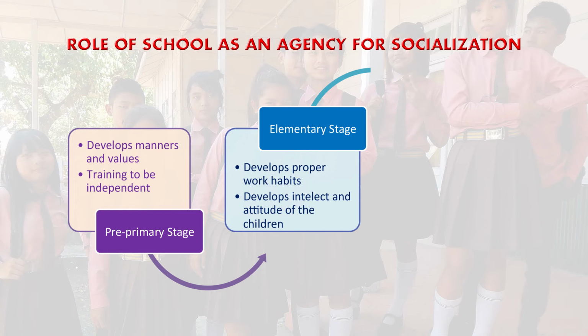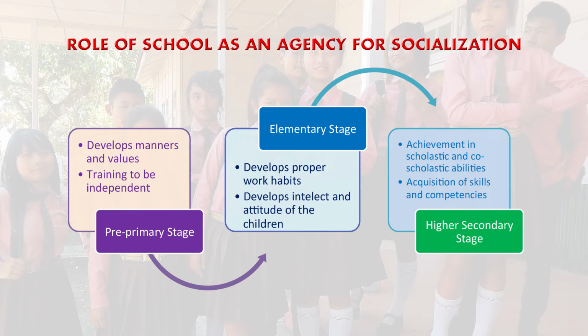Then school also develops the intellect, attitude and creativity of the children. It develops intellect by practicing subject-based knowledge, the content included in different subjects, it may be mathematics, science, social science, and different language subjects. So that's why school develops among the children intellectual development and the development of right attitude and right habits. At the higher secondary stage, here you see school helps the children achieve in scholastic and co-scholastic abilities.